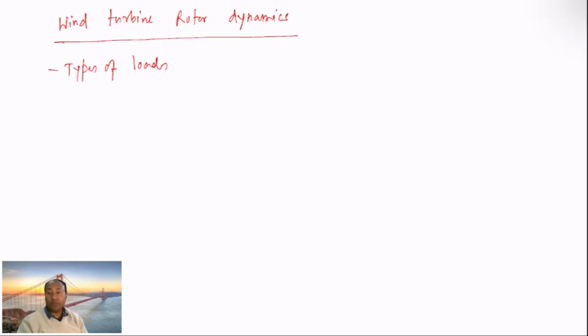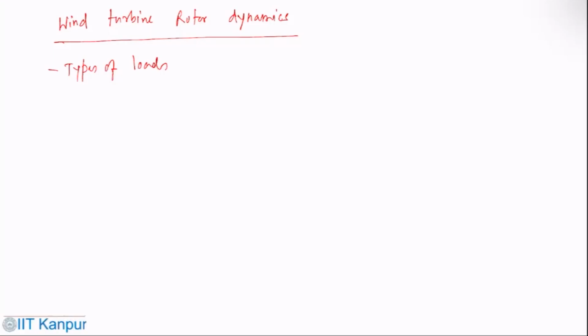Then we had talked about stochastic loads, which are also time varying, cyclic, transient, impulsive, because that primarily arises due to the turbulence in the wind, because the turbulence is stochastic in nature, so it gives rise to that kind of stochastic loading.